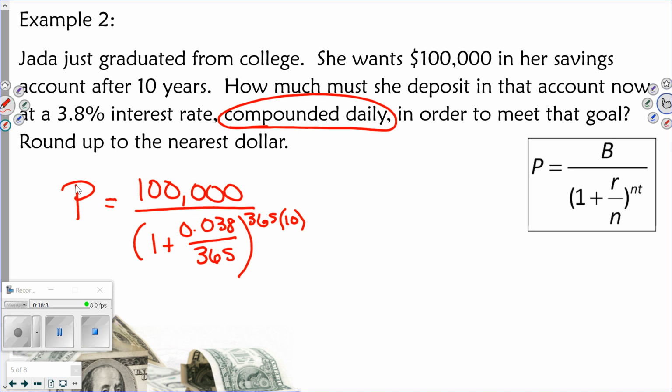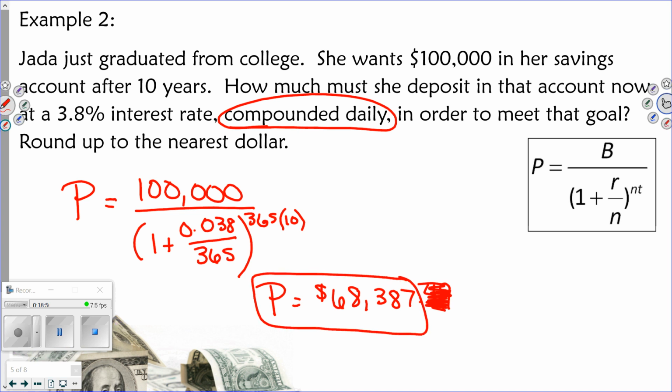Is it worth it? How much does she have to put in? $68,387.49. So round to the nearest dollar. Where would you round? 387, right? Because that's 49 cents. So there it is, rounded to the nearest dollar.